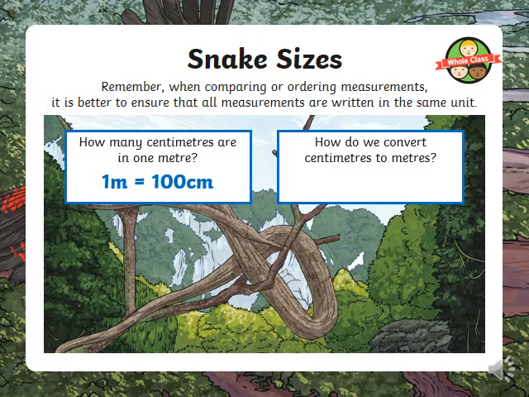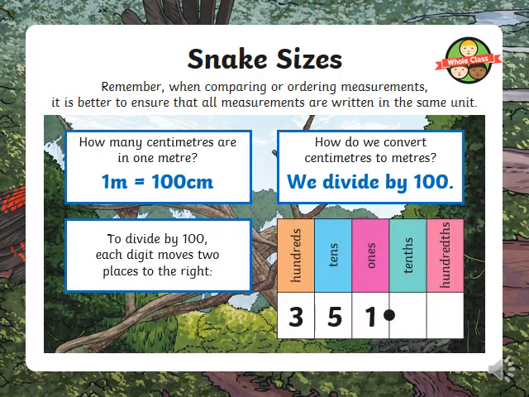How then do we convert centimeters to meters? We know that to change meters to centimeters, we multiply by 100. So what will we need to do, the opposite, the inverse, to convert centimeters to meters? We would divide by 100. To divide by 100, each digit moves 2 places to the right.